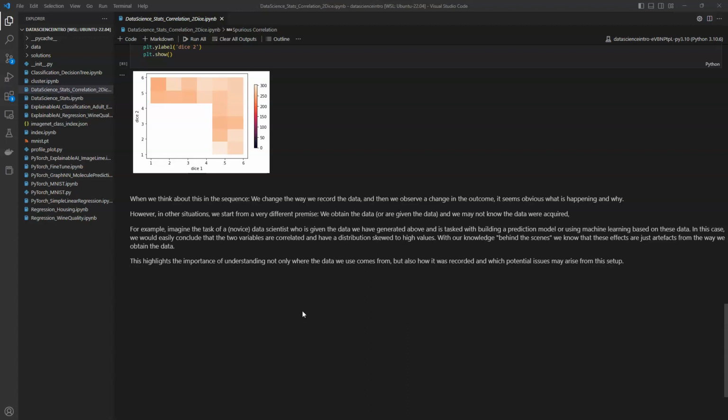Like, for example, if we just have this data and start with a naive task of building a predictive model of dice, then we would assume that this strong correlation that we have observed is real. And essentially, this is also the assumption that machine learning makes. If we have a correlation in the data, we assume that this is a real correlation. And this highlights the importance of understanding not only where the data we use comes from, but also how it was measured.